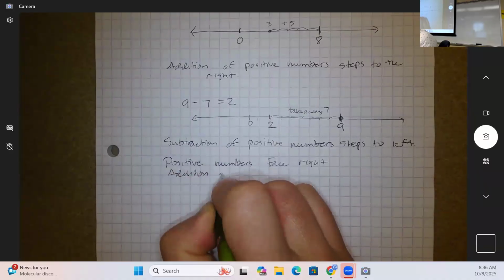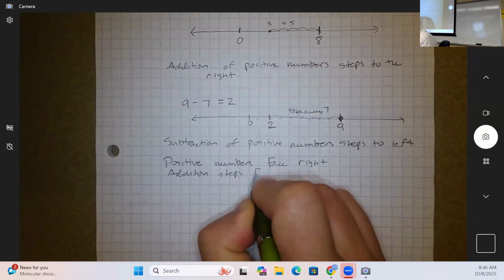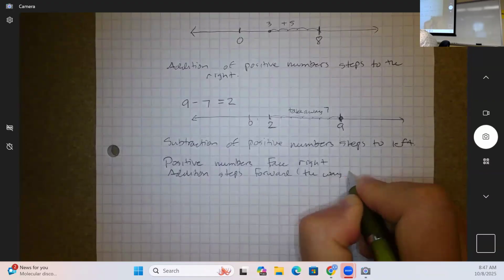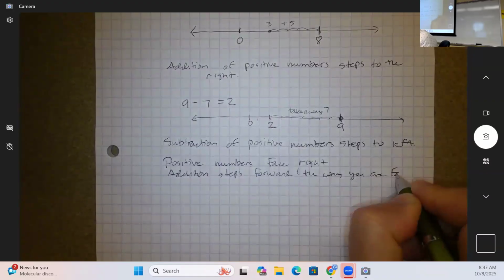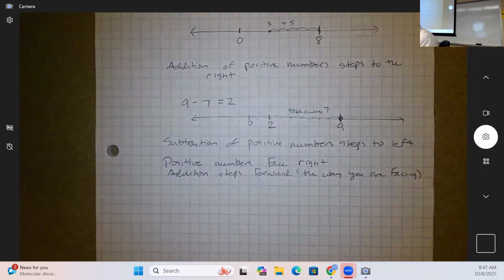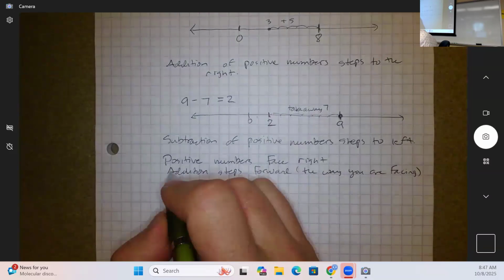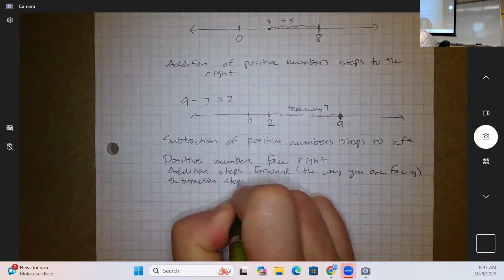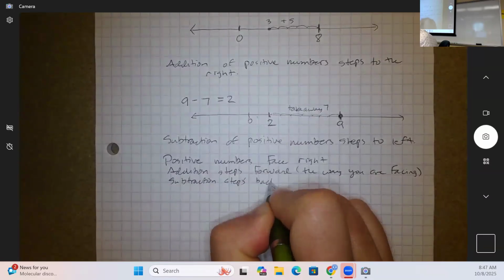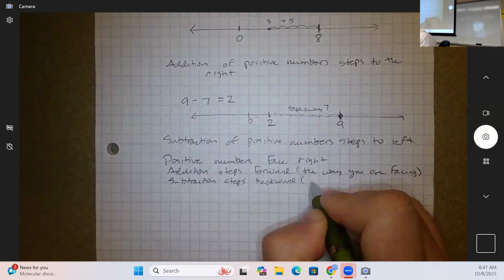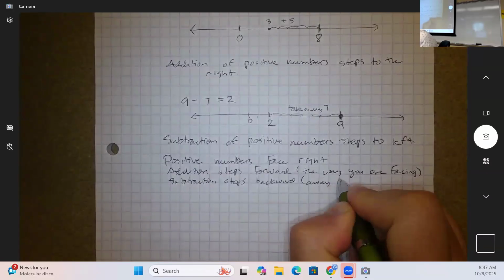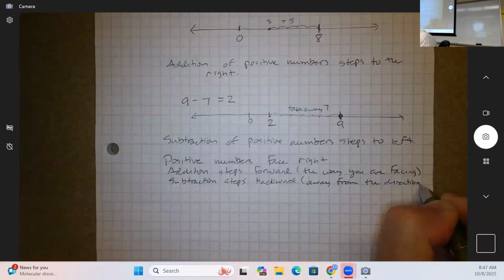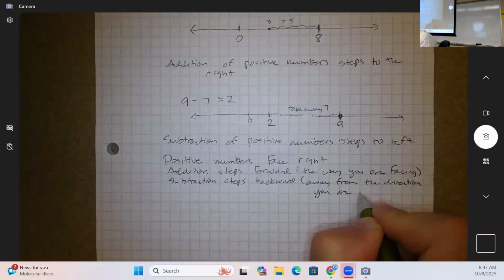Addition steps forward, i.e., the way you are facing. Subtraction steps backward, i.e., away from the direction you are facing.